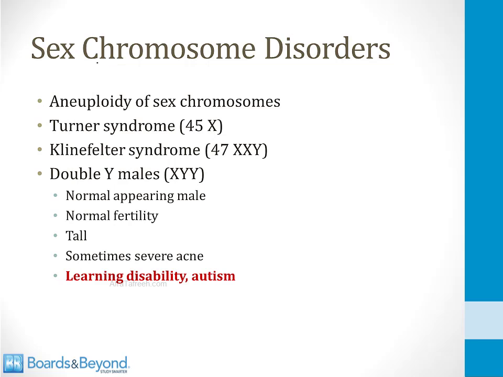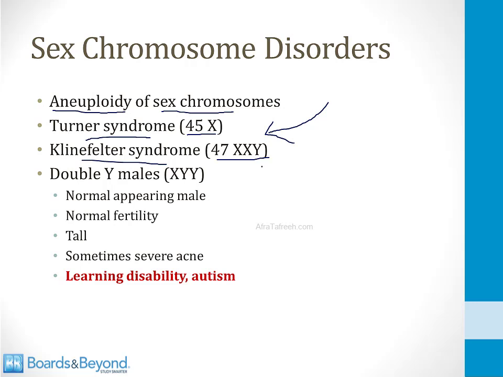So in sex chromosome disorders, there is aneuploidy, meaning an abnormal number of sex chromosomes. So for example, in Turner syndrome, girls born with this condition are usually 45X. They're missing one X chromosome. In Klinefelter syndrome, boys are born with an extra X chromosome usually, so they are 47XXY. And I talk about both of these disorders in the genetics section. They can both lead to abnormal sexual development.